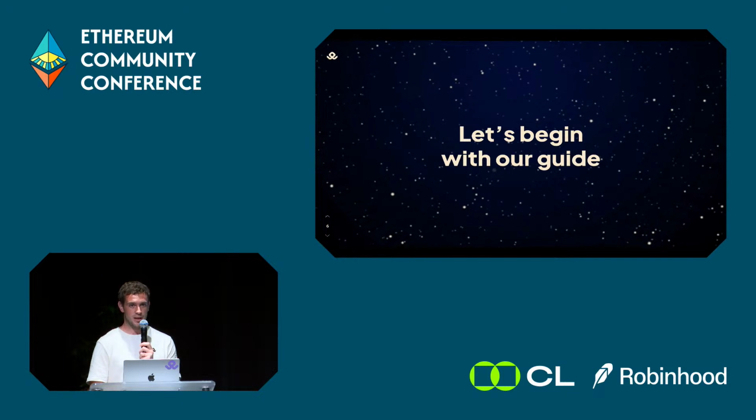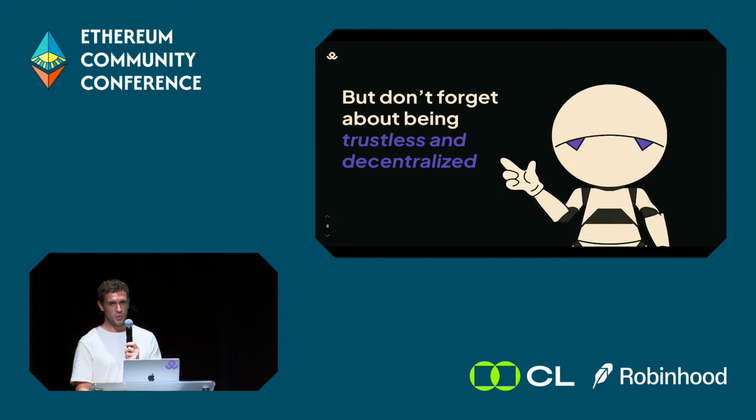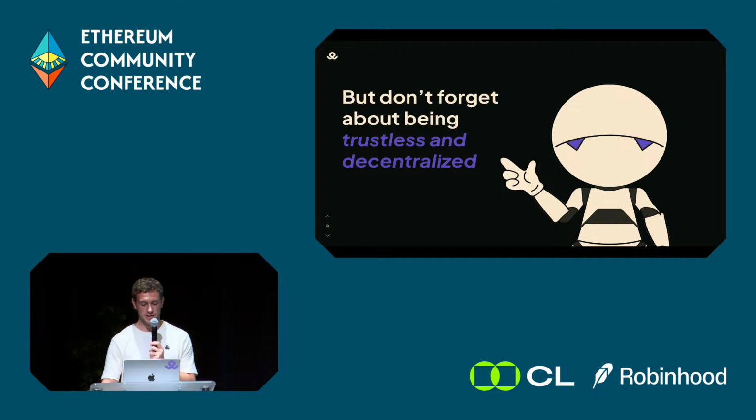So let's begin with our guide. Marvin is going to help us today. Not sure if you know the character, but it's from an old book from the 1980s. We're going to go through different features, but let's always think about and not forget about decentralization and being trustless. This is why we're here mainly.